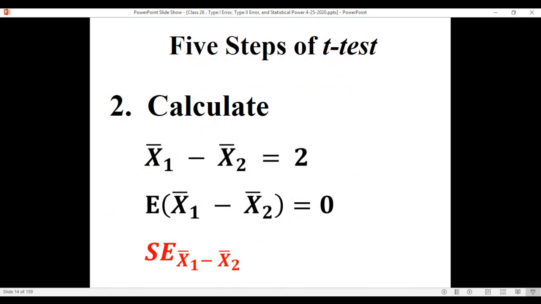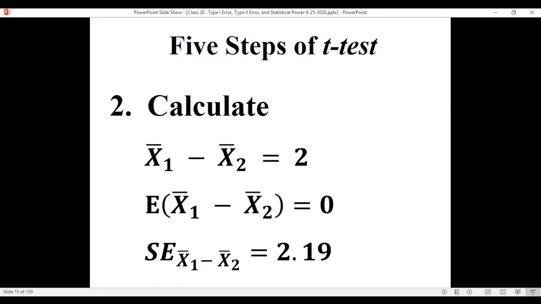Now finally, you need to calculate the standard error of the sampling distribution of the difference between the two means. And there's a formula for this standard error, and you'll learn it in advanced statistics. But in this course, you don't need to know the formula. In this course, when you need the standard error of this sampling distribution, the book will tell you, or I will tell you, or your instructor will tell you what it is. So you don't have to worry about calculating that.